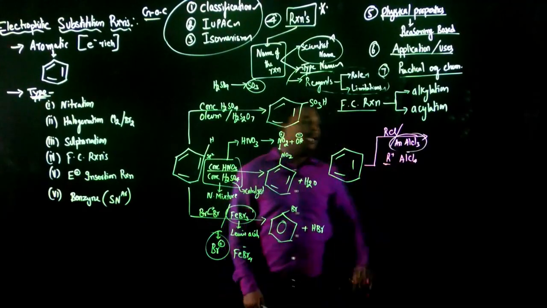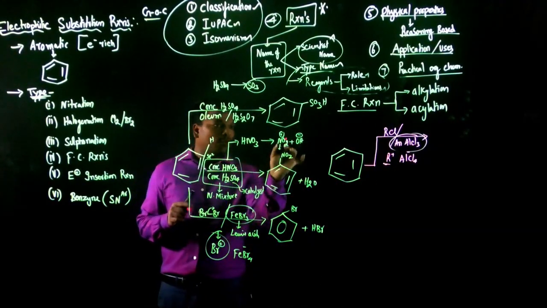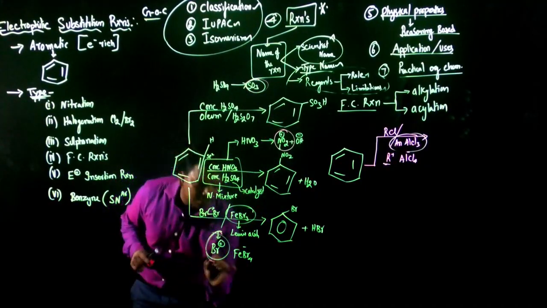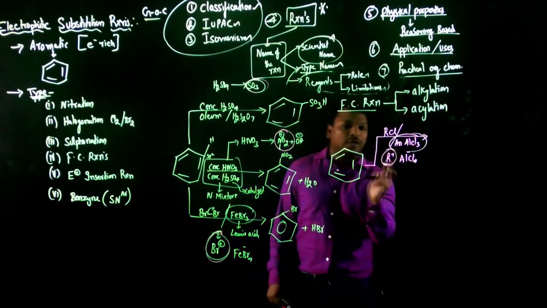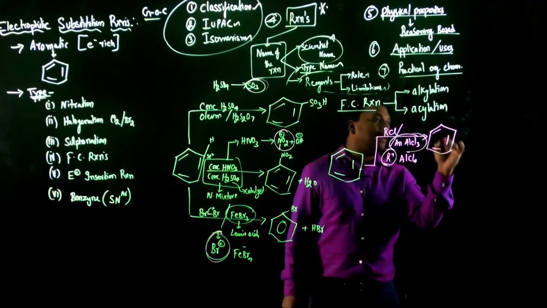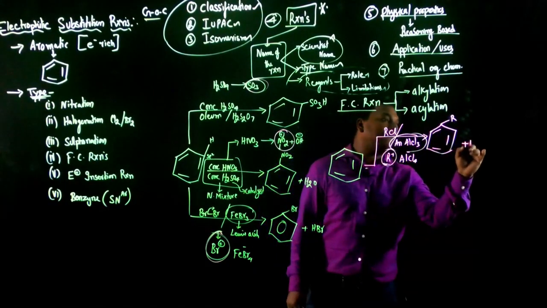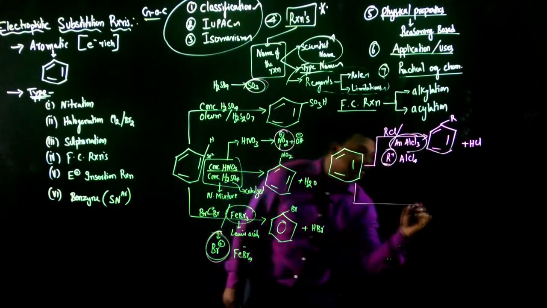Now you know this is your electrophile as usual. In this case NO2 plus is your electrophile. In this case SO3 is your electrophile. In this case Br plus is your electrophile. Now in this case R plus is your electrophile. This electrophile will go and substitute to get alkyl benzene plus HCl. Let me do Friedel-Crafts acylation reactions.